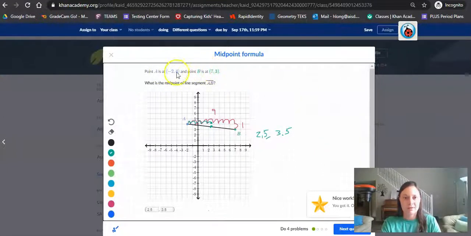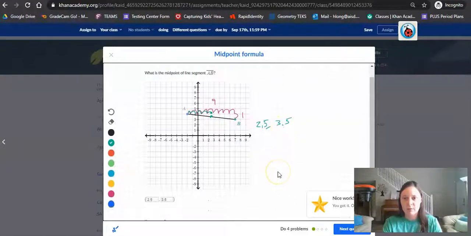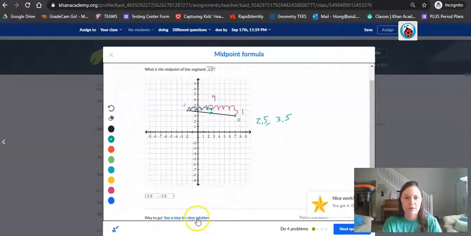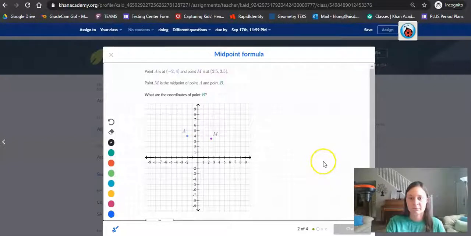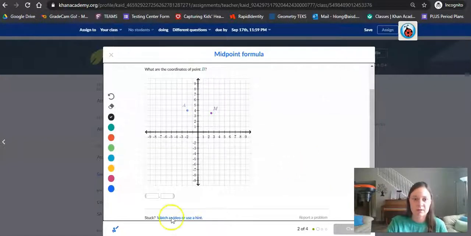And because we're just trying to find, hey, what's exactly in between here. So if I did negative 2 plus 7 is 5, divided by 2 gives me that same 2.5. If I do 4 plus 3 is 7, divided by 2 is that same 3.5. And remember on Khan Academy there are the help buttons, step-by-step solution, or if you don't know how to do it, there's the get the help button. So this is a new problem. It says watch a video or use a hint if you don't know how to do it.